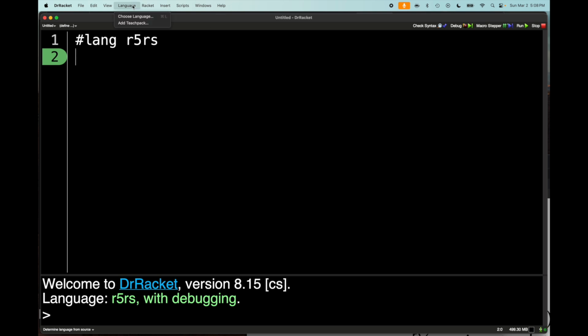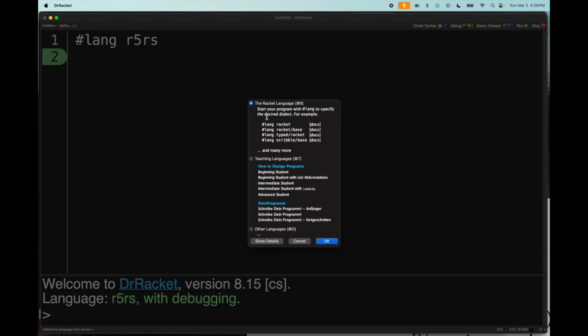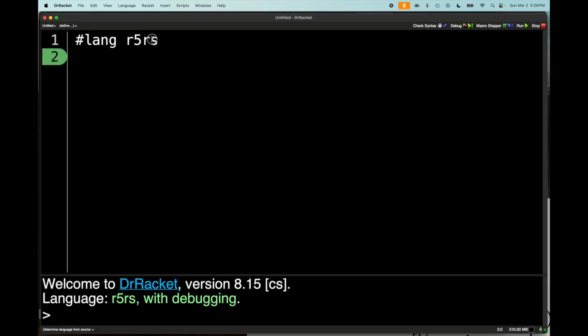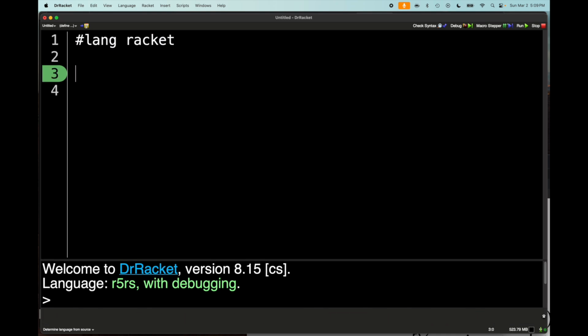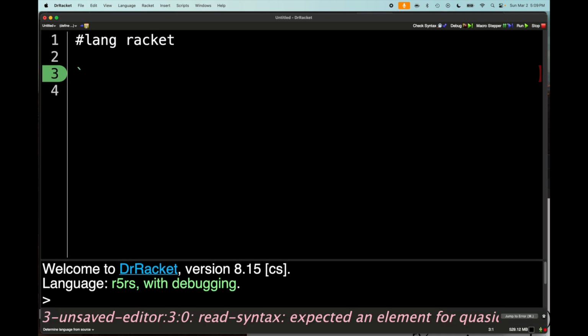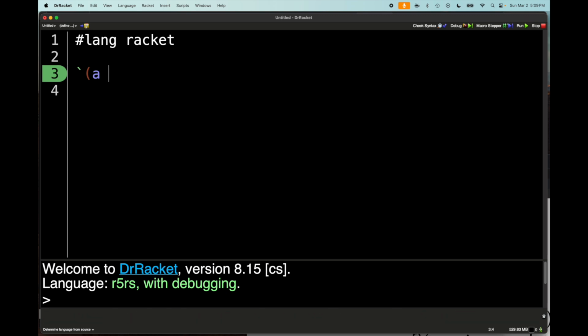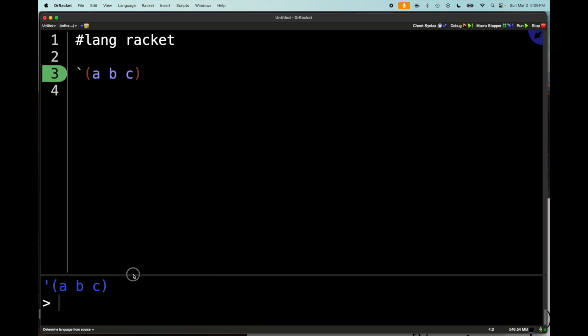Maybe I'm misreading this somehow. Let's do the Racket language. Oh, come on. #lang racket. But it does seem a little weird to me. Okay, so 'abc. Run it. Okay, get the list abc back.